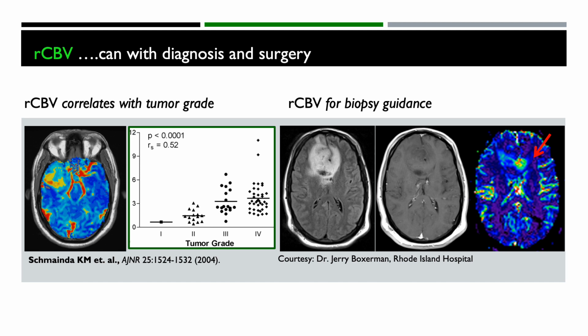Also, if you look here on standard imaging, you often can't tell where the tumor is most aggressive. It can look very homogeneous. But if you look at the rCBV map, you can clearly see where there's a hot spot of vascularity. And then the surgeon would want to biopsy that particular area to get the most accurate diagnosis for the patient.